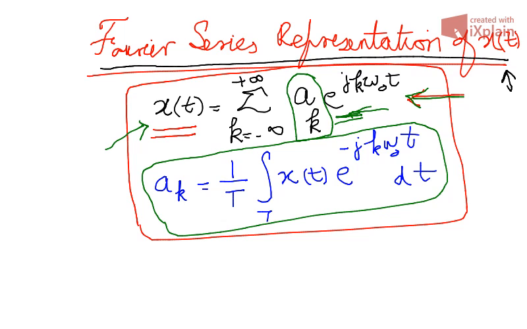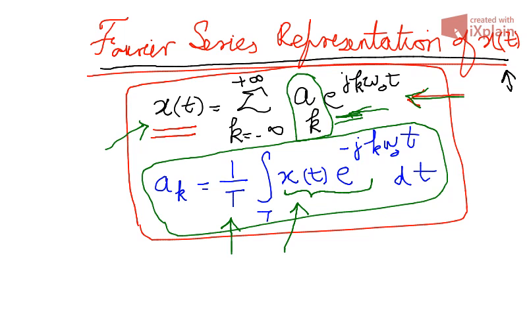So these are a k's for different values of k, for 1, -1, 2, -2, 3, -3, because k varies from minus infinity to plus infinity. So you can compute a k by 1 over T, because we are talking about the periodic signal, so it will have a period T. You have to compute this integral, the product x of t multiplied by e raised to the power minus j k omega naught t.